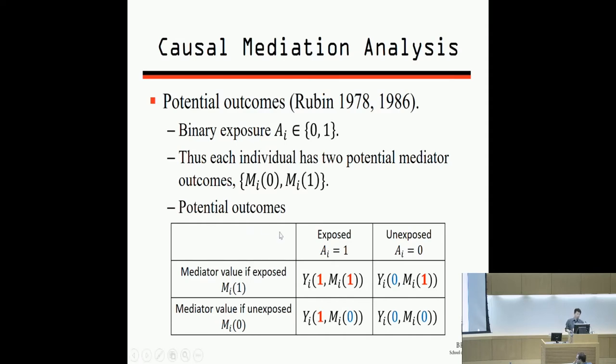So now the potential outcome for each person can be written in four different ways. They can take these four different values. Y(1, M1) just means the potential outcome when this person received the treatment and their mediator value is at the level it takes when they receive the treatment. Y(0, M1) is the potential outcome if this person did not receive the treatment, but their mediator somehow can be manipulated to M1, which is the level they would have if they received the treatment. And so on, we have two other potential outcomes.